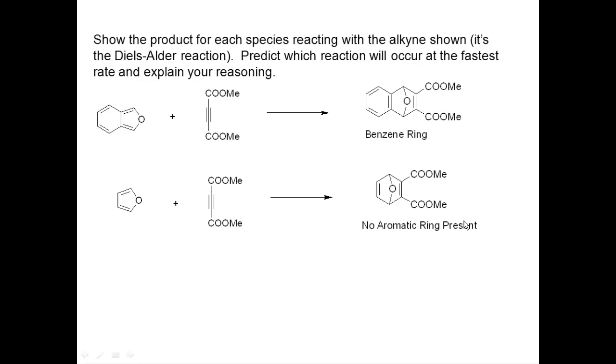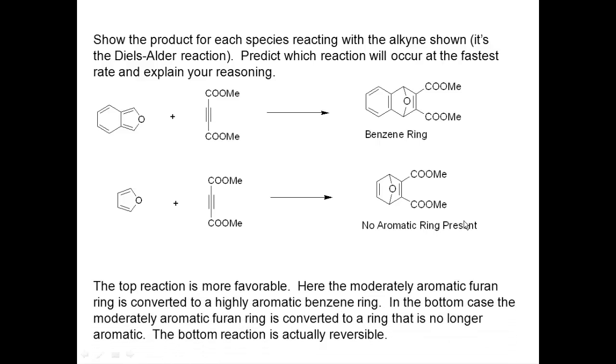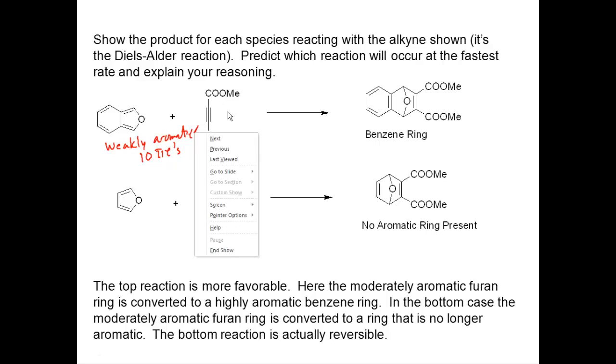There's product number 1 and product number 2. What you can see here is that in the top case, what we've done is we've taken something that's weakly aromatic, 10 pi electrons.